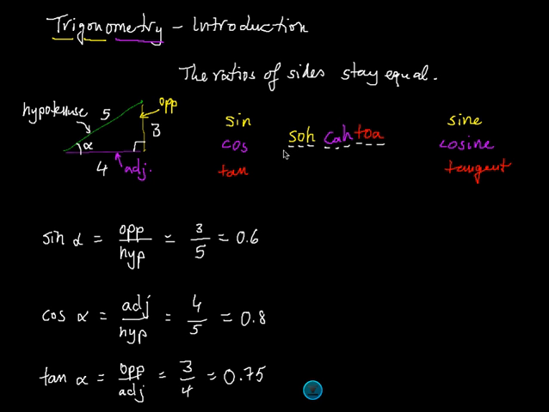So this word SOHCAHTOA is a way of remembering how the sine ratios work. Sine is opposite over hypotenuse, cosine is adjacent over hypotenuse, and tangent is opposite over adjacent. It's really important to be very clear which angle we're looking at, because if I change my angle, if I start looking at this angle, I'll use the second Greek letter of the alphabet, beta. Everything changes. I've got that over here. Let me just pull it into the screen.